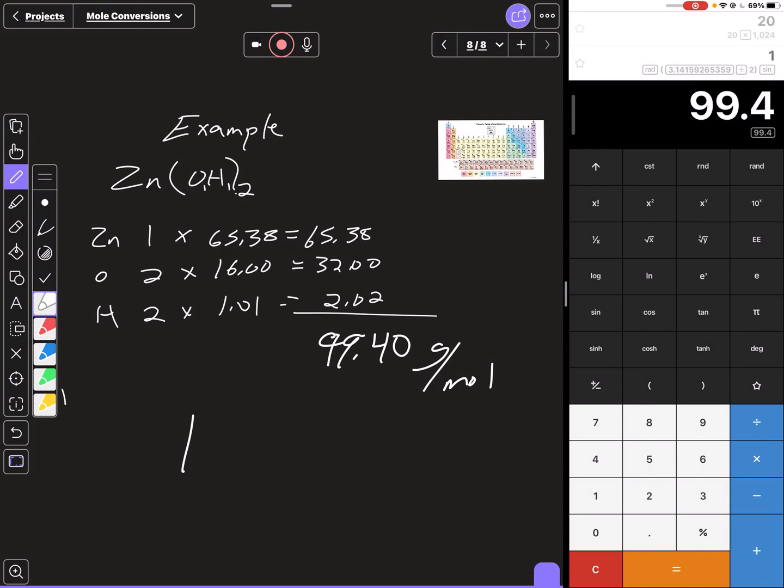So what that's telling me is that 1 mole of zinc hydroxide is the same as 99.40 grams. So if I told you, go weigh me out 1 mole of zinc hydroxide, you would go weigh me out 99.40 grams. If I said, go weigh me out 2 moles of zinc hydroxide, you would just multiply 99.40 times 2. And that's what we're going to be talking about today.